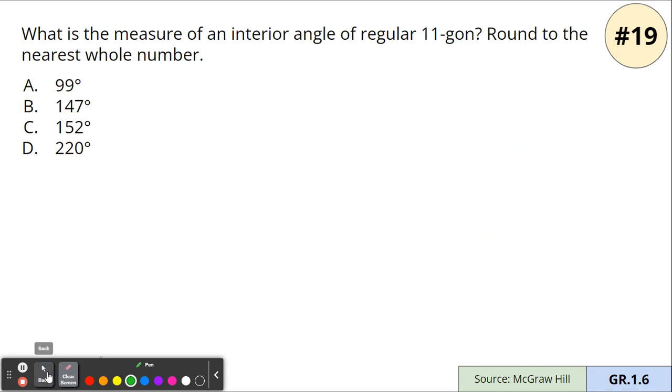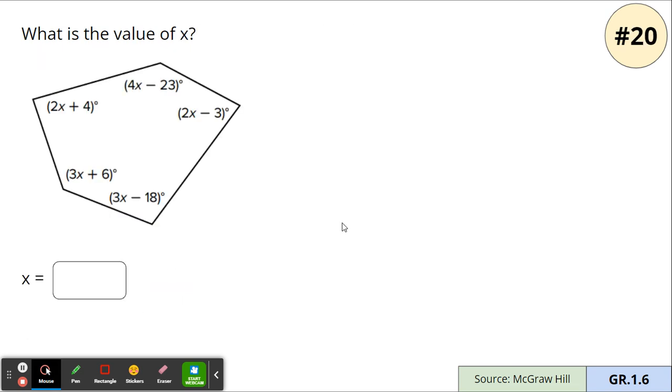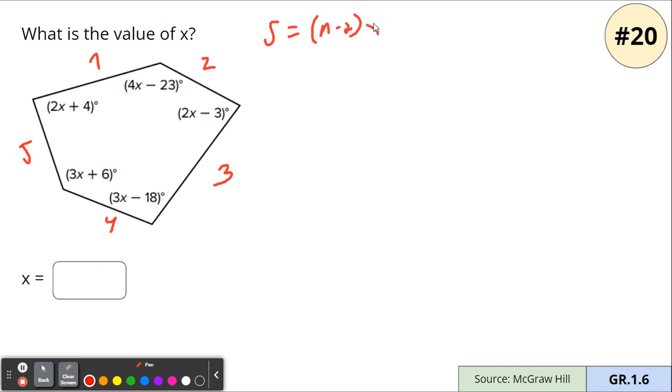Okay, moving on to number 20. What is the value of x? Like what we did a while ago, we need to find first the sum of our interior angles. So let's count the sides. We have 1, 2, 3, 4, and 5. So the sum will be equal to n minus 2 times 180. So that is 5 minus 2 times 180. 5 minus 2 is 3, times 180, which will be equal to 540. So the sum of these five angles will be 540.